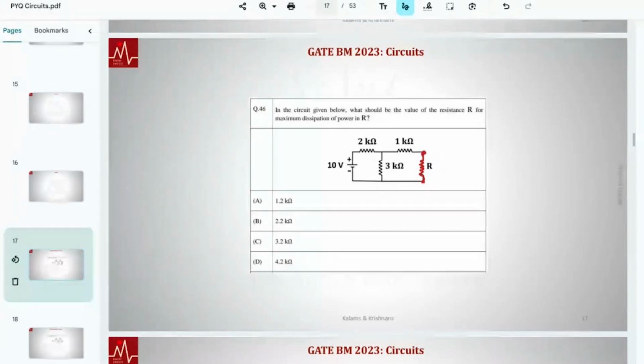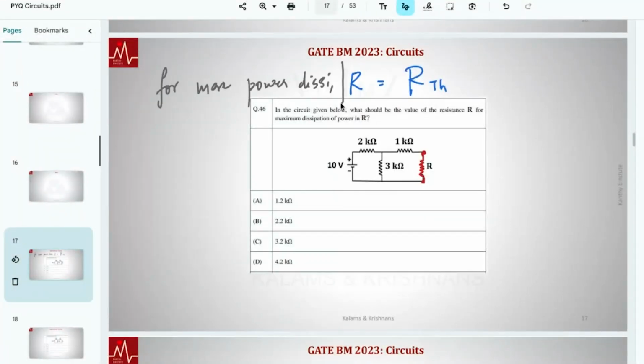For the conditions stated, R equals 3 letters, or given is the power transfer theorem. Power transfer from this part of the circuit. Notice it's a linear circuit. You can essentially put a Thevenin equivalent there. Power transfer from that to the load is maximum when the circuit's Thevenin resistance is the same as the load.